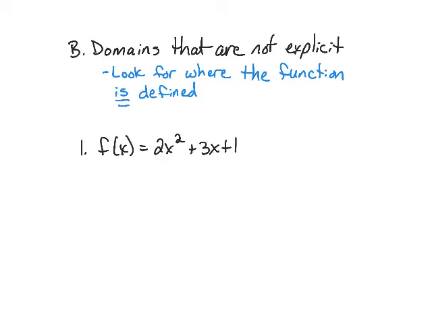So the domain in this case is going to be the set of all reals. We can write the fancy R. That stands for the set of all reals. So in the future, you can just write the fancy R. If you want to write it in interval notation, it's negative infinity to positive infinity. Okay? So that's when a function is defined everywhere.